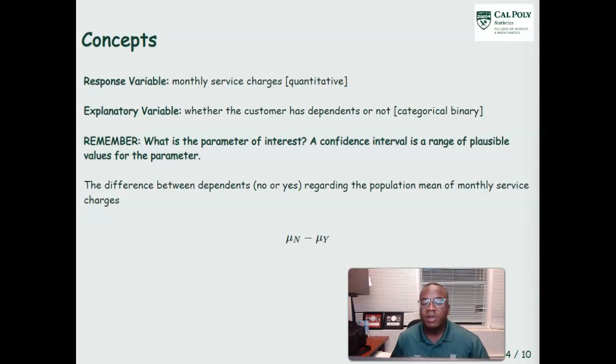Okay, and so it's imperative that we take time to notice the parameter of interest regarding this confidence interval. The parameter of interest is the difference in the population means for no and yes. More specifically, the population mean of yes being subtracted from no. When it comes to the confidence interval, we're interested in figuring out the range of plausible values for this difference. Okay, so then from there, we will continue.